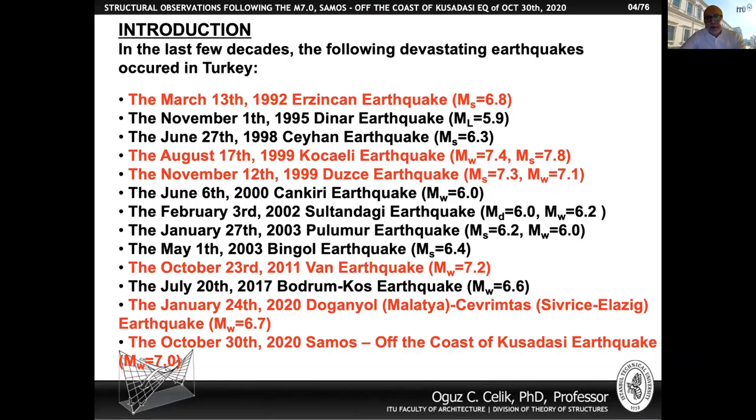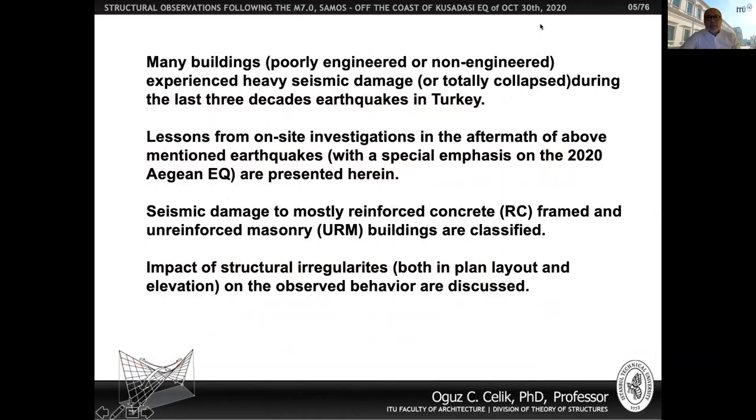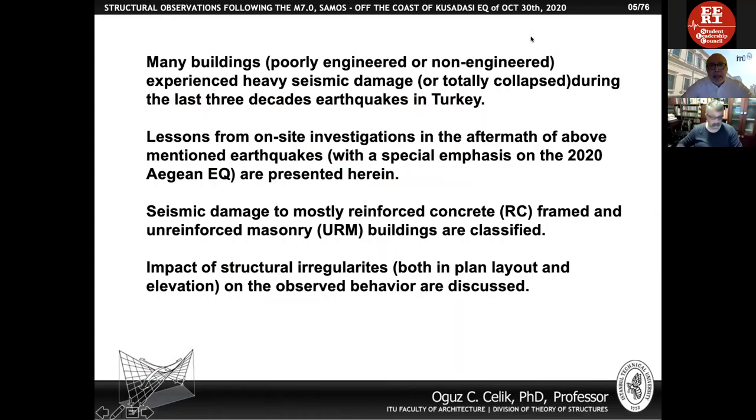Then, starting with this earthquake, we had Dinar, Ceyhan, and, of course, everyone knows the 1999 Kocaeli or Marmara earthquake measuring 7.4 magnitude. After 3 months, we had the Düzce earthquake in the same area, measuring again 7.3 magnitude. And we have some other earthquakes between 6 and 6.5 magnitudes. Then in 2011, again in the eastern part of Turkey, we had one earthquake measuring 7.2. After these eastern earthquakes, we had some problems on the western coastline of Turkey.